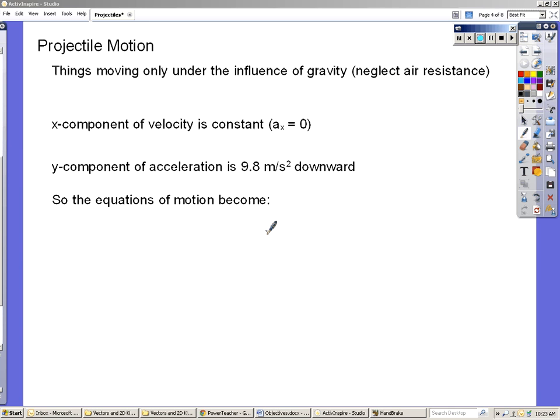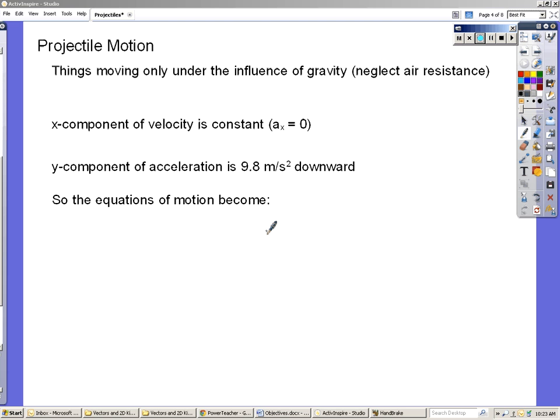Hey, this is a video having to do with projectile motion. We're going to spend much less time on projectile motion this year than you did last. Basically everything we do will be review. And what we define projectile motion as is things that move only under the influence of gravity. That means we're going to be neglecting air resistance.